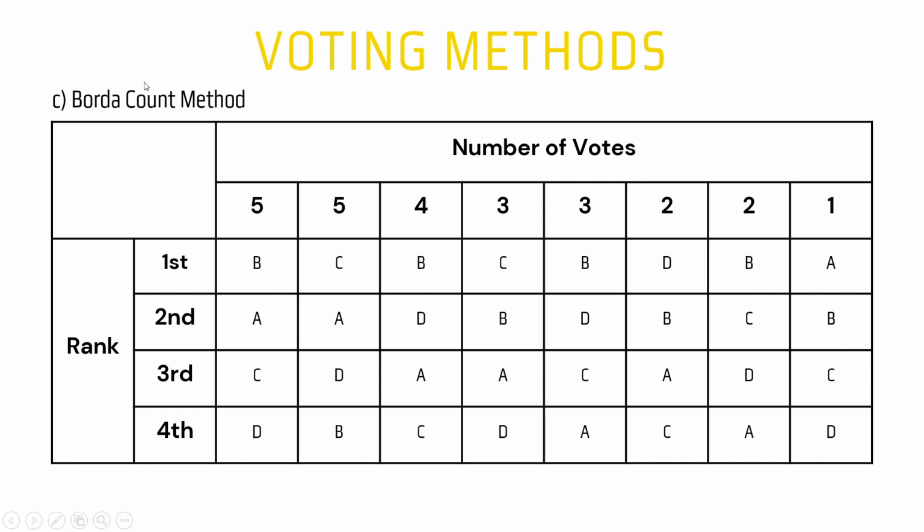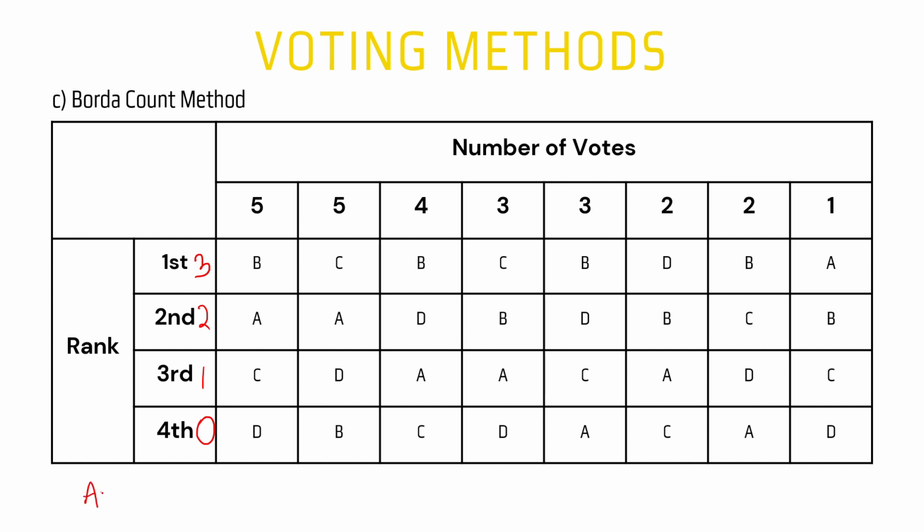Next, for the Borda count method. The Borda count method basically assigns a specific amount of points depending on the ranking. So for first place, it is 3 points, second is 2, third is 1, and fourth is 0. The main idea here is that first place gets the most points and last place gets 0 points. So we will now get the total points for each candidate depending on the number of votes and their ranking.